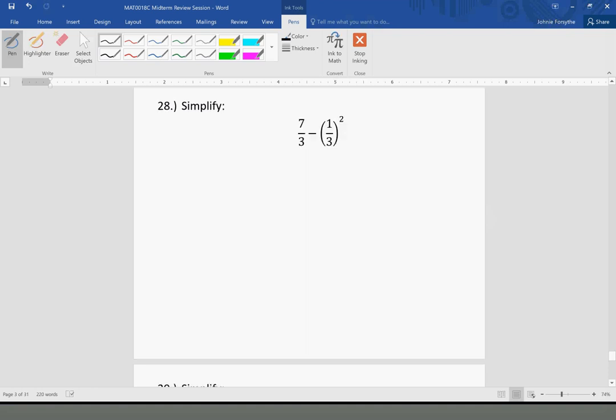All right, 28. Simplify 7 over 3 minus 1 over 3 squared. So I'm going to follow my order of operations. I have parentheses, but there's nothing to simplify in the parentheses. The purpose of these parentheses is just to group the base for the exponent. So I have an exponent to deal with.